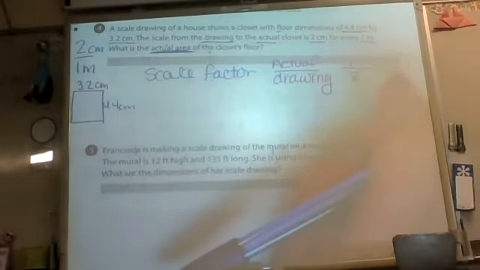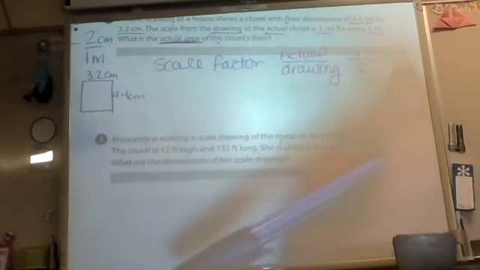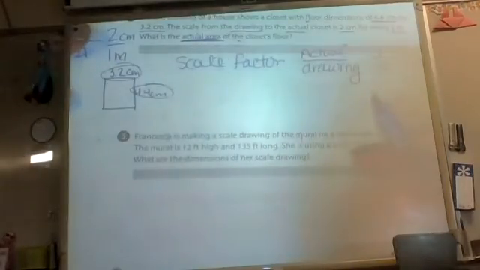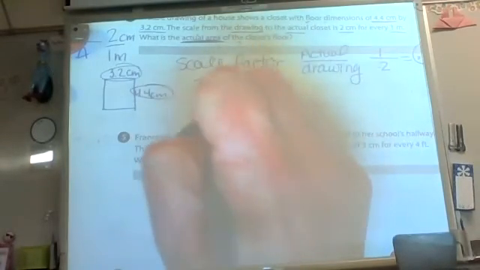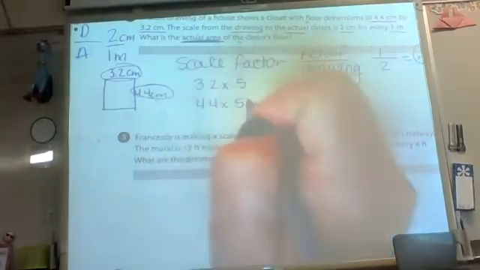5/10, right? Half. So step number 1, I'm going to convert these into the actual thing. So I'm going to take 3 2/10 and multiply it by 5/10. And I'm going to take 4 4/10 and multiply it by 5/10. So let's see what I get.